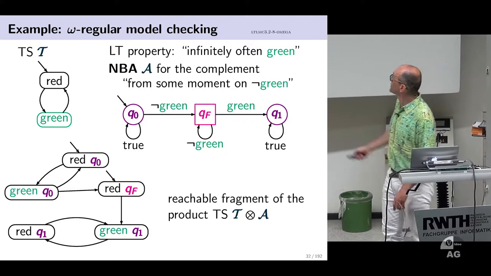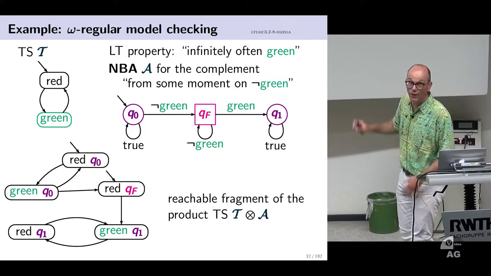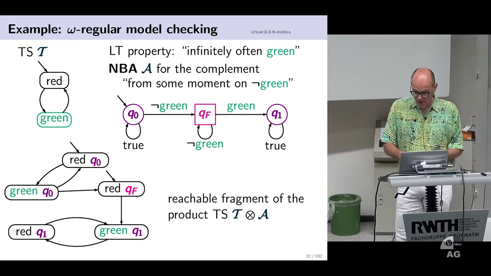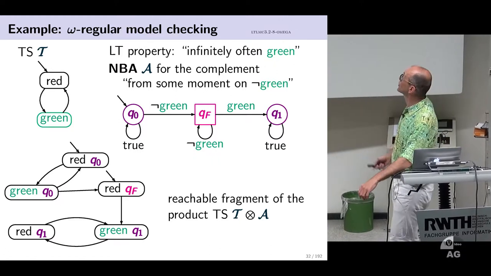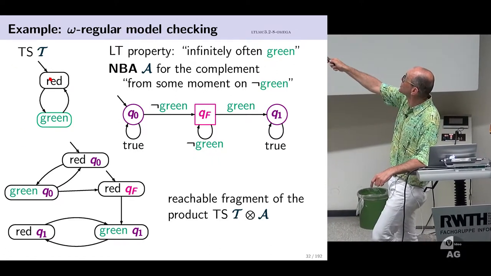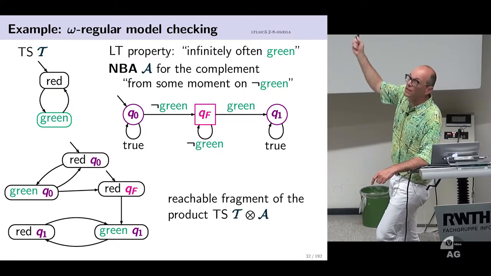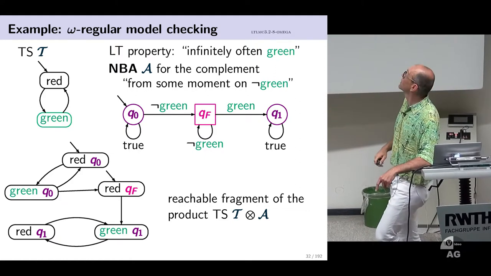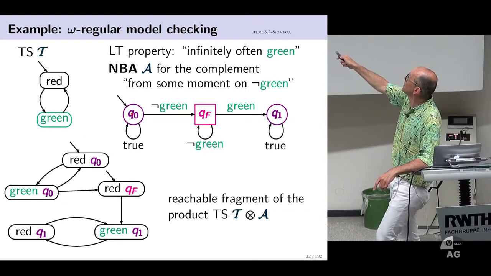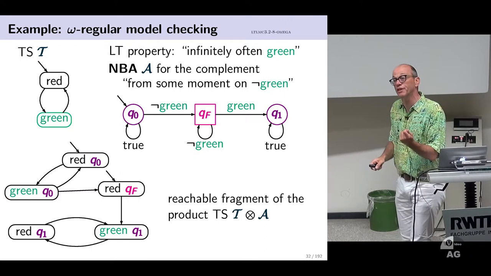So what you see here is that we have two initial states. Why do we have two initial states? Well, remember, what's the construction? The construction is you take the initial state of the transition system, which is red. You look at the label of this state. What is the label of this state? Well, it's at least not green, right? So it's not green. What happens if I feed this initial state with the symbol not green?